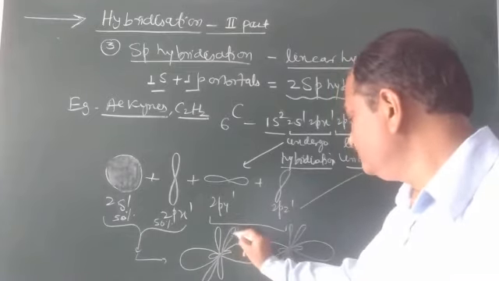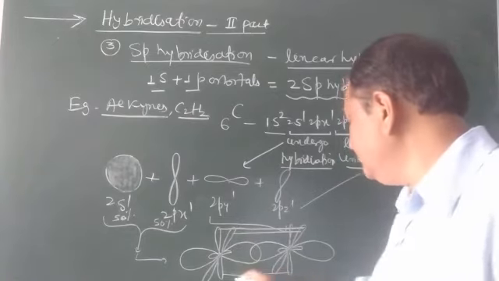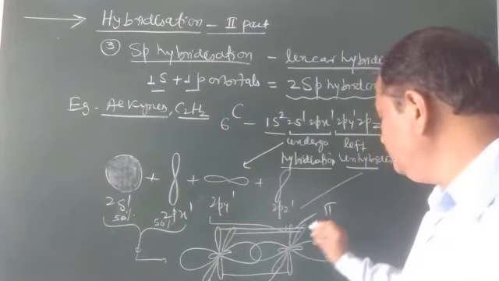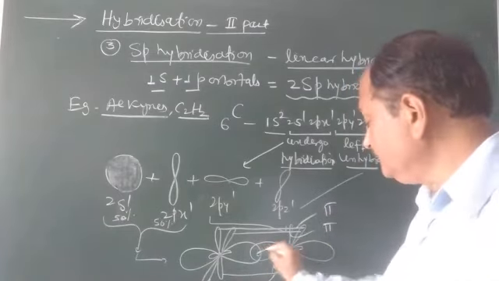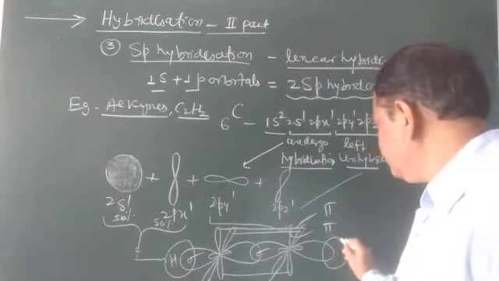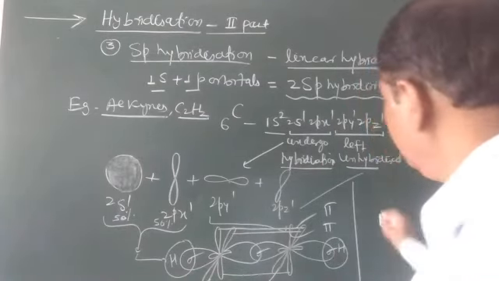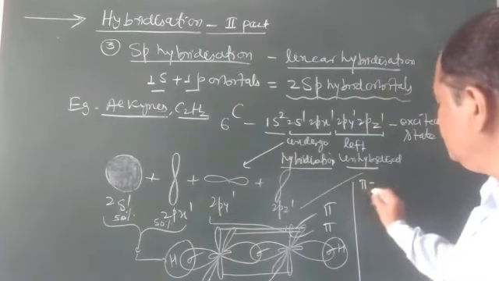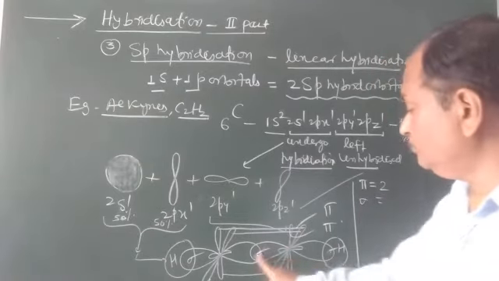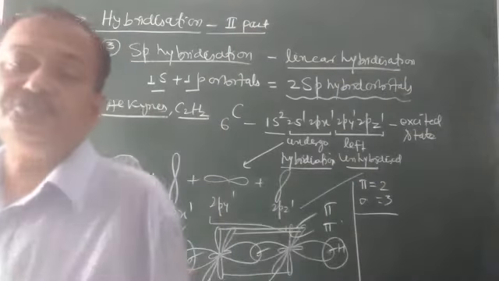Now these will overlap, this will overlap, and this will overlap. Here there will be a pi bond, here another pi bond, here a sigma bond, and here a hydrogen sigma, and this hydrogen sigma. A very important point: pi is equal to 1 plus 1, which is 2. Sigma is equal to 1, 1, 1, so sigma is equal to 3. So this is about sp hybridization.